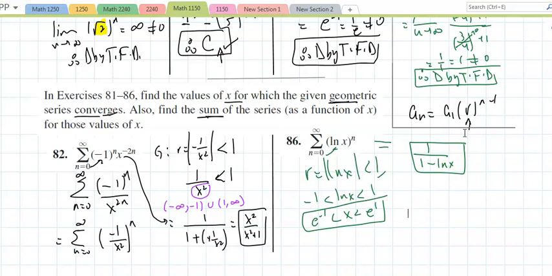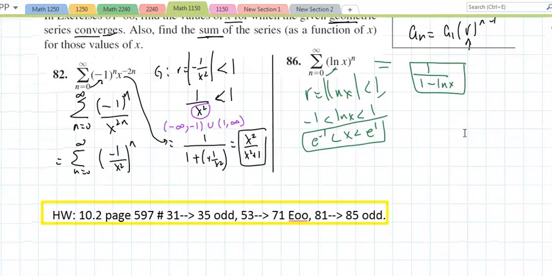There it is. And the rest of the homework is right there. I need you to do number 31 through 35 odd, and 53 to 71 every other odd, and 81 to 85.